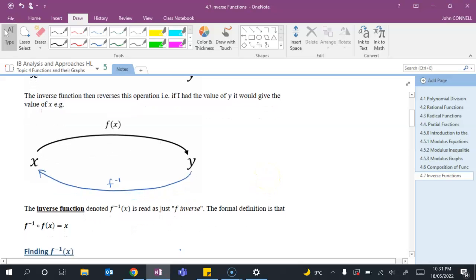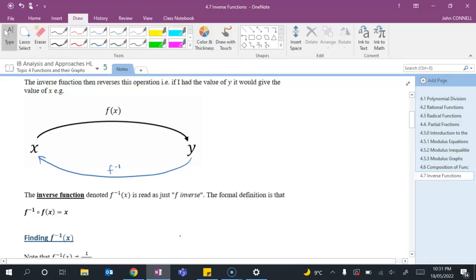Now this opposite function, the function that acts on y to give me x, we call the inverse function, and it's f inverse of x, and we just call it f inverse. The formal definition is that if I compose that with my original function f, it should just give me x. If I take x, a value in my domain, and f acts on it, then I get y. Then I apply f inverse to that value, which is y, and it will just take me back to x.